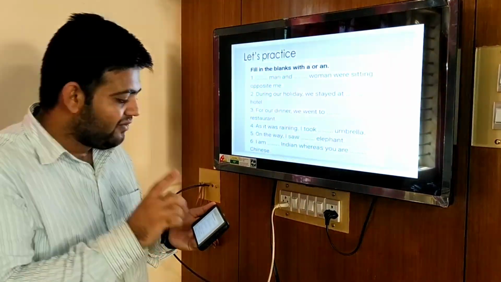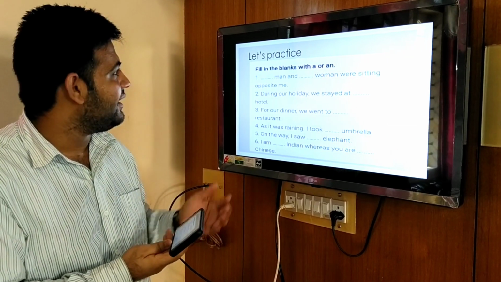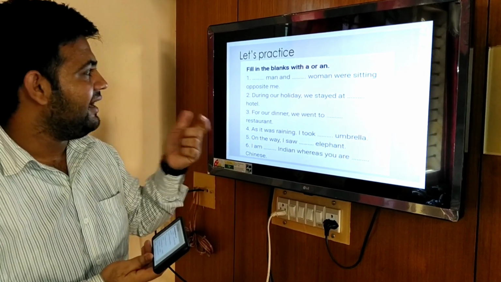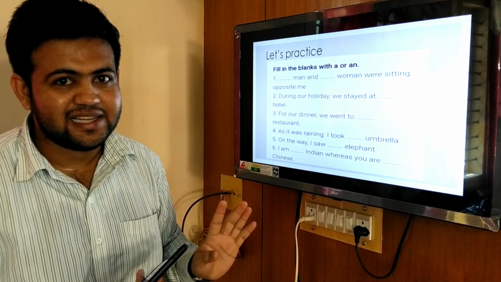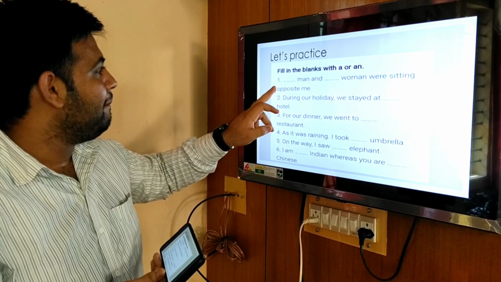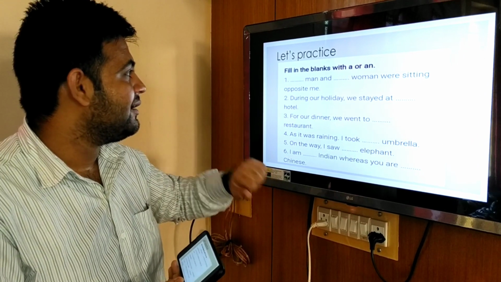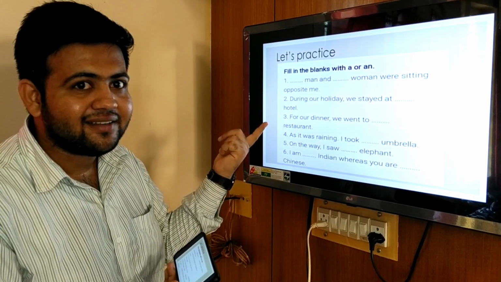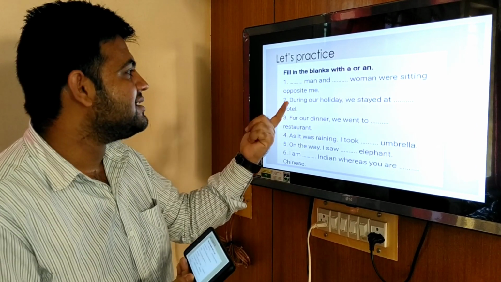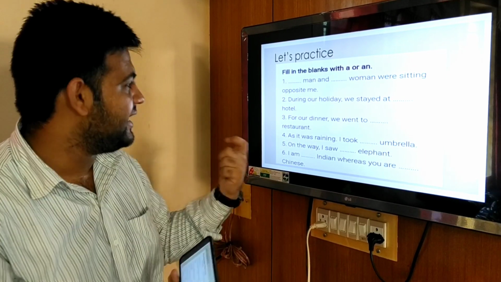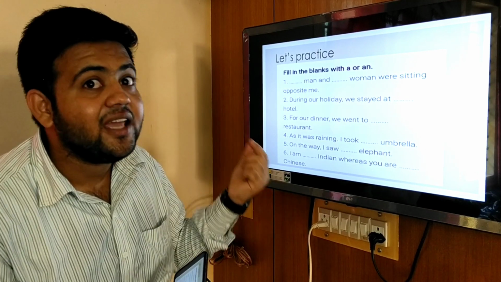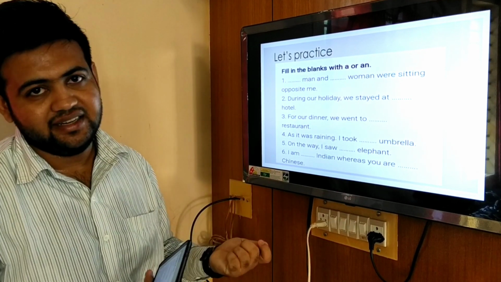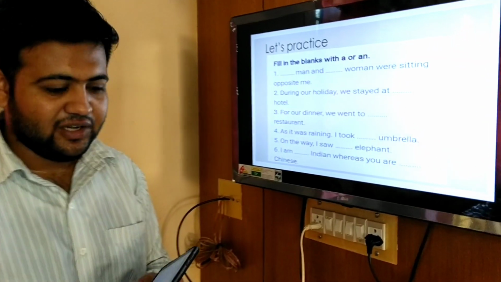Here we have one practice. Okay, let's practice with a and an. I will discuss only one or two, the rest you should practice at home. The first one: man and woman are sitting opposite to man. A singular countable noun, right? A man and a woman are sitting opposite. It's very simple. Second one: during our holidays we stayed at a hotel. We will also use a article here. Okay, the rest you can practice at your home.